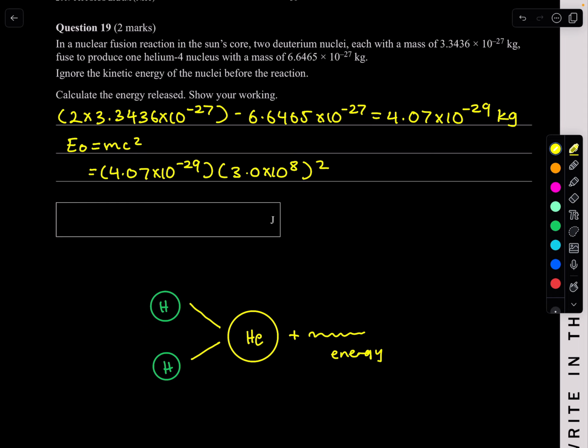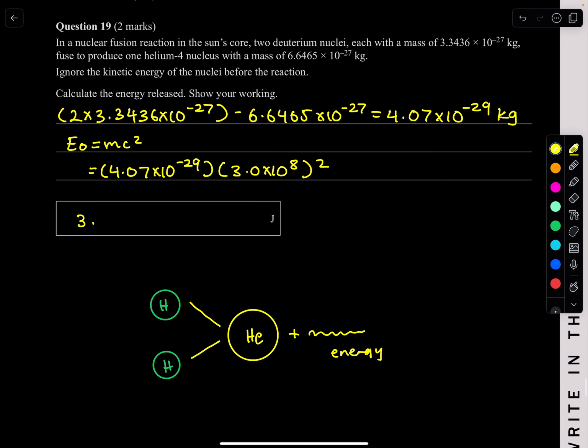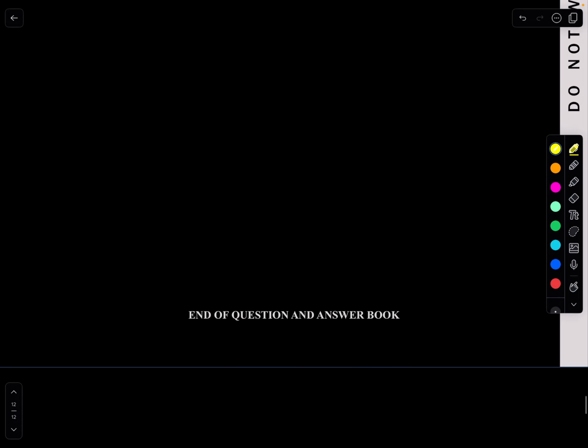Easy. That gives me a very big number. How many significant figures? Wow, it's just so much. All of them have 5. So I'm just going to write the whole thing. 3 times 10 to the power of negative 12. And that is it. Beautiful.